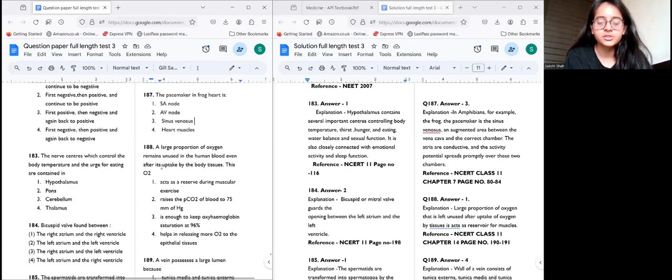Okay, moving to question number 188. A large proportion of oxygen remains unused in the human blood even after its uptake from the body tissues. This oxygen is used for what? It basically acts as a reserve during muscular exercise.